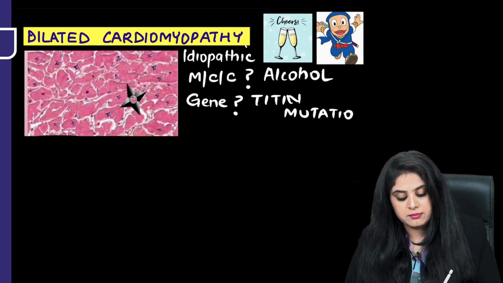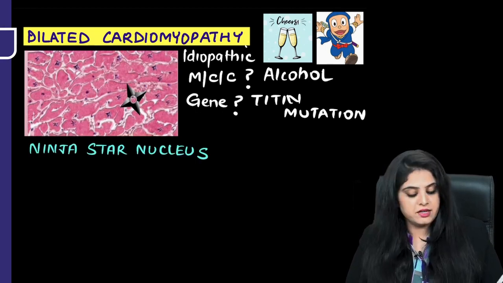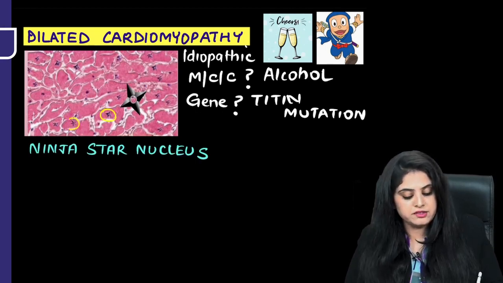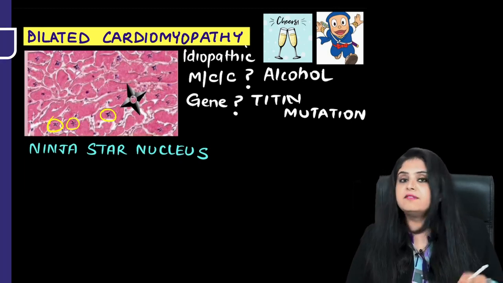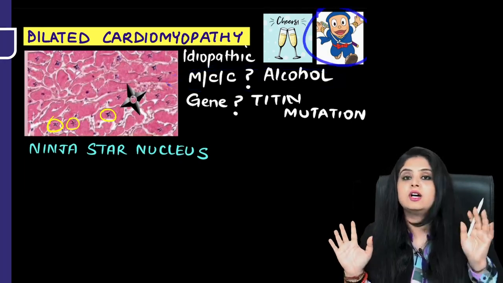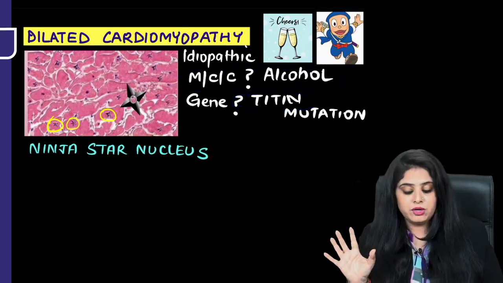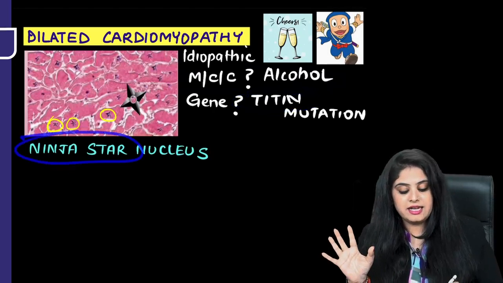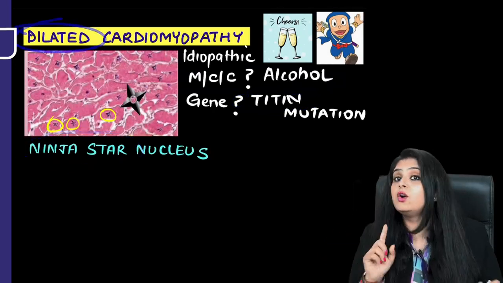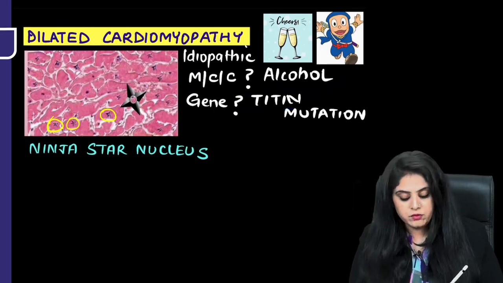And what do you see microscopically? Microscopically, we see the famous ninja star nucleus. You can see the star over here, star over here. So please remember that after drinking alcohol, you always feel that you are a ninja, and also you are the best. So you are basically a ninja star, and that is associated with alcohol wala dilated cardiomyopathy and titin mutation wala. Okay? Now let's move on to the next one.